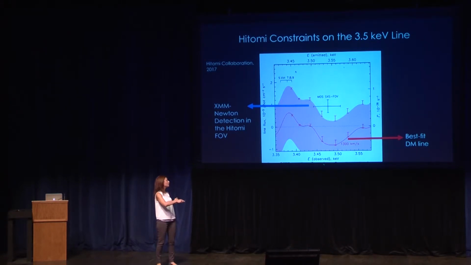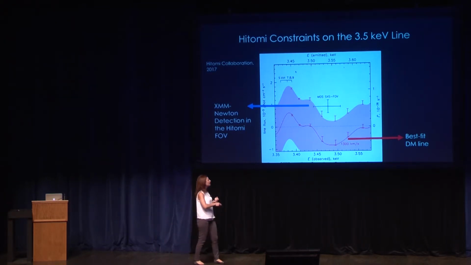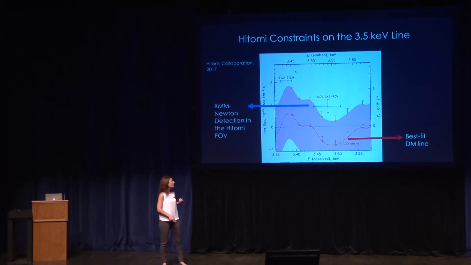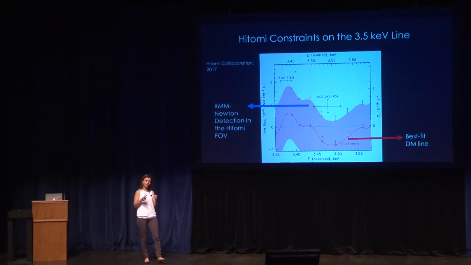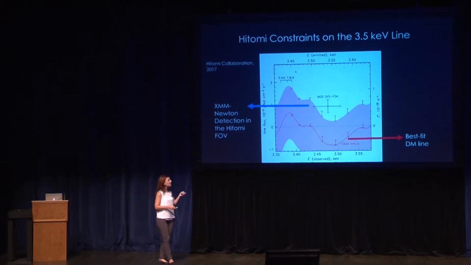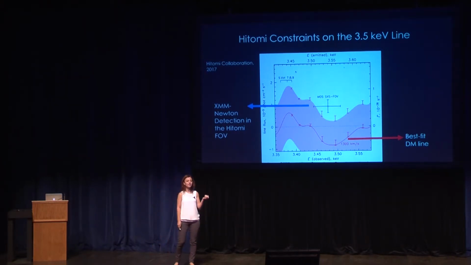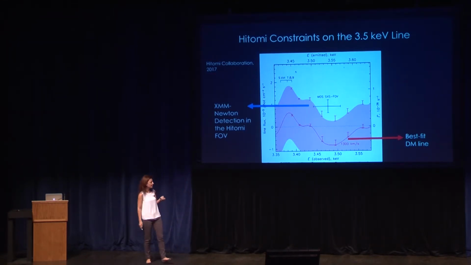And if you just calculate the 90% upper limits on that fit, you get this band, red band, and on top of that, we put calibration errors in that lines. Overlaid is the XMM Newton detection of the 3.5 keV line within the Hitomi field of view, and you can see that they are in tension with each other by 3 sigma. And that is the 3 sigma tension that you have been hearing about in the press.